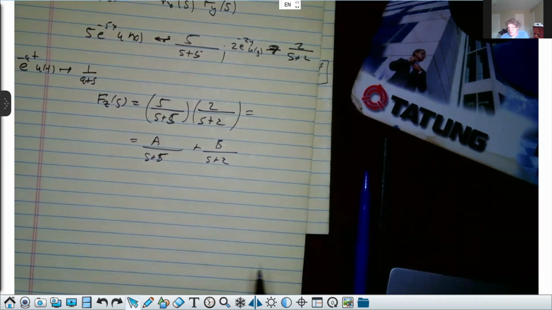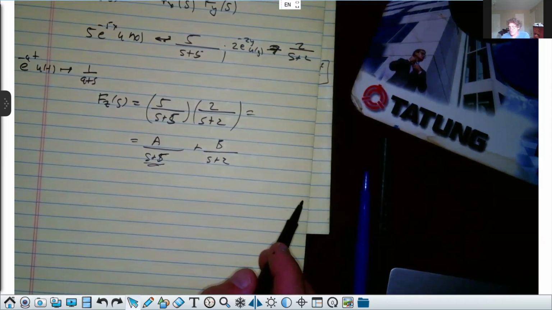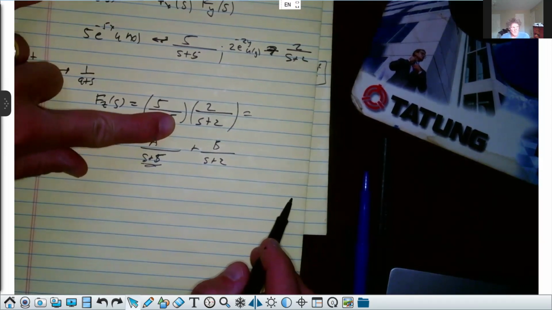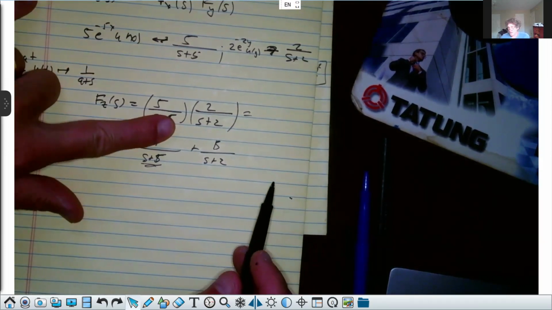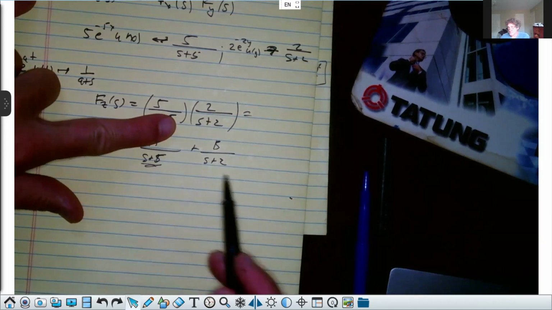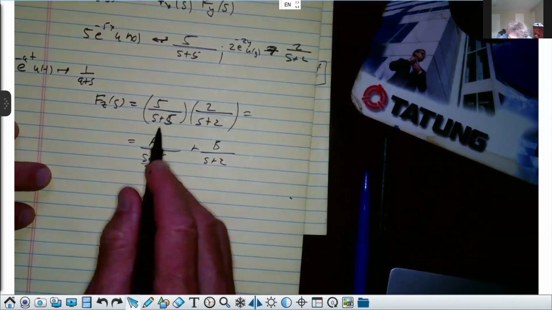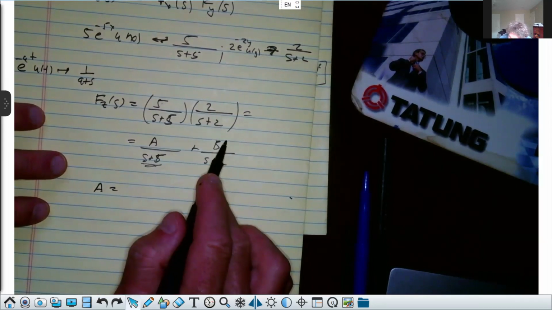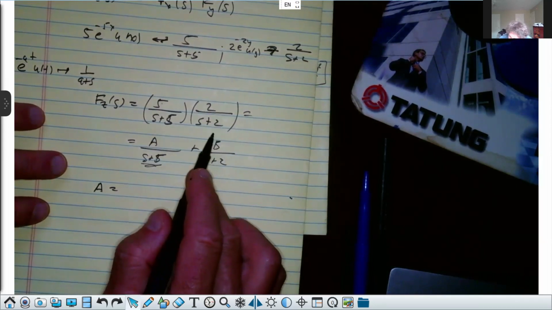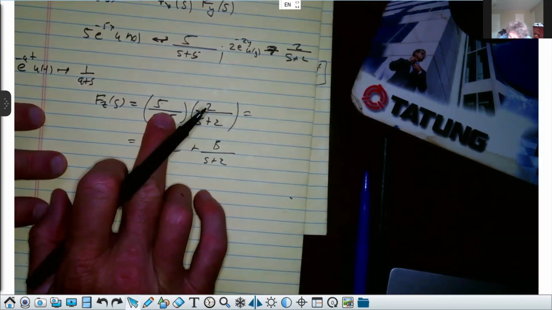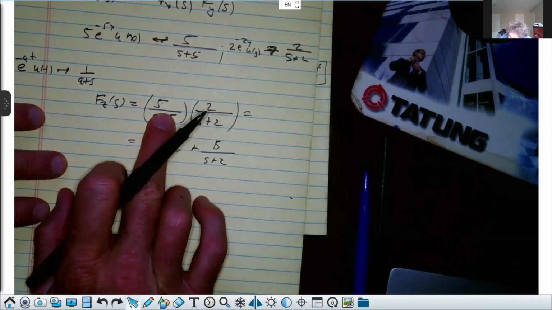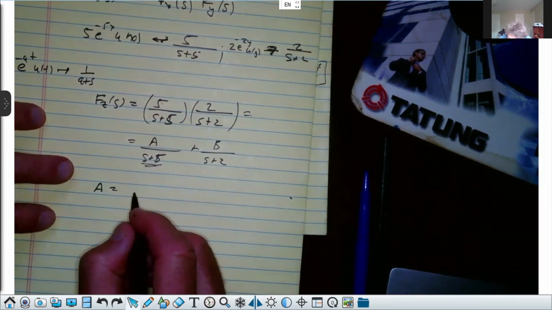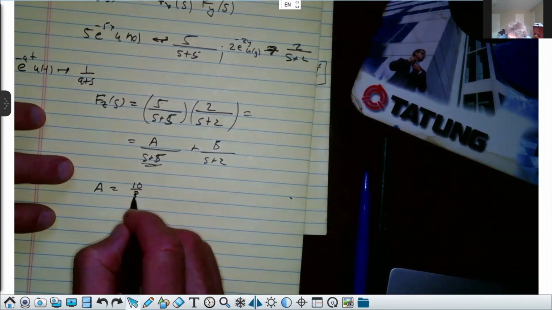How do I get A? Multiply both sides by s plus 5, right. And what do you do then? You cover up the s plus 5 and set s equal to negative 5. So when s is minus 5, you find A is equal to 10, right? And remember, you multiply through by s plus 5. That one's gone, right? So minus 5 plus 2 is minus 3. So it's 10 over 3 with a minus sign.